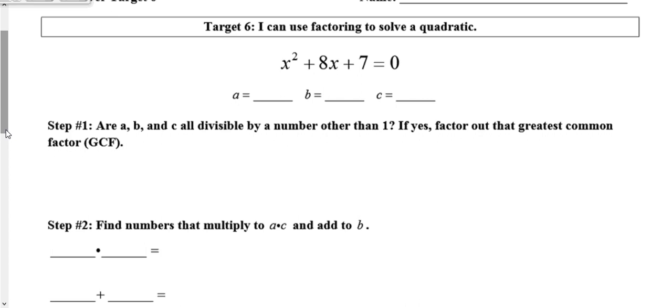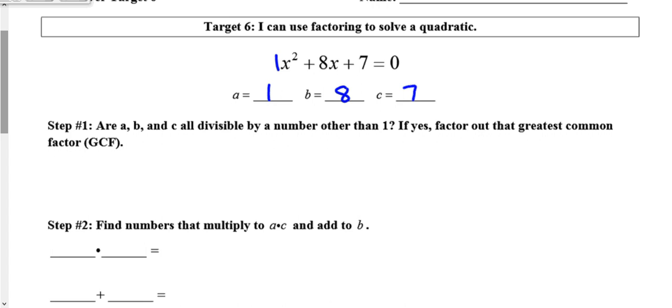So just like with the quadratic formula, we're going to talk about what our A, B, and C values are. A is what's in front of x squared, so that's just a 1. B is 8, and C is 7. And so we're going to use those values throughout our factoring process.